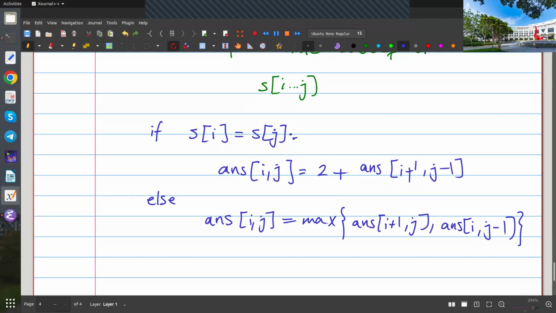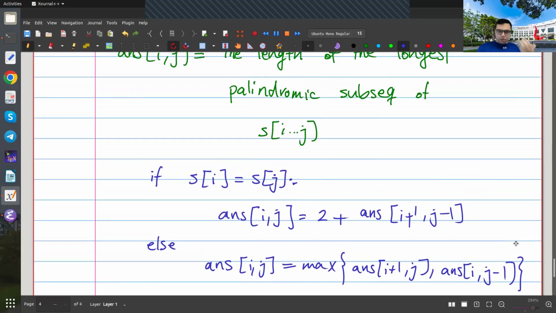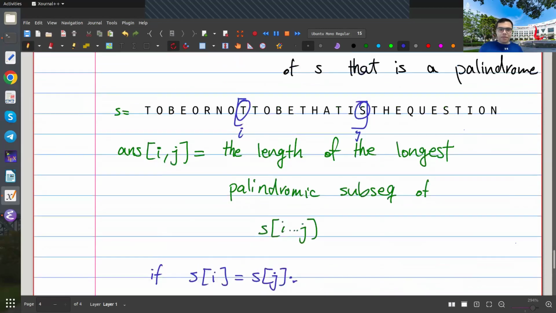Yes, I have my recurrence relations now. What are my base cases? My base cases are, if I have an empty string, the longest palindromic subsequence is just the empty string. If I have a string with 1 character, the longest palindromic subsequence is just that 1 character, right? So those are my base cases now.